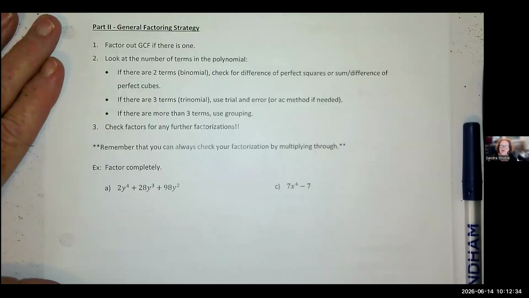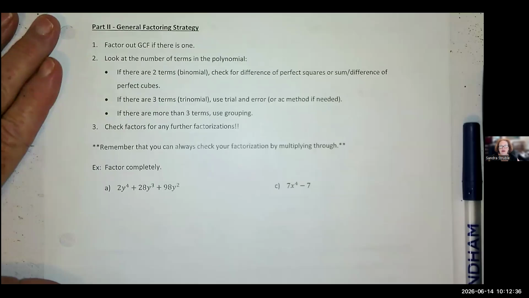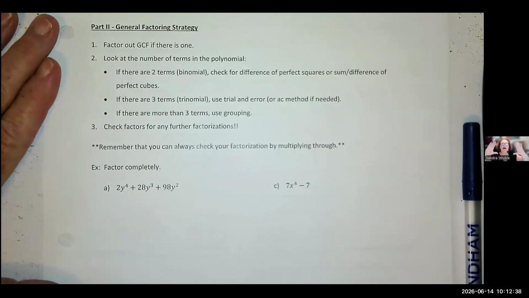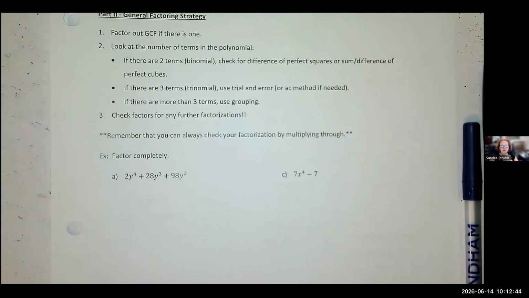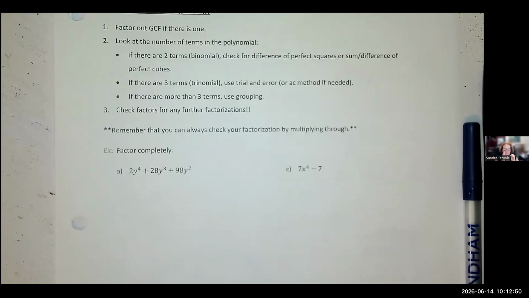Okay, general factoring strategy part D. Factor out. So when you're looking at a trinomial or a binomial or a polynomial with more than three terms, always look to see, do all terms have something in common? And if they do, factor it out. It's going to make the rest of the factoring easier.